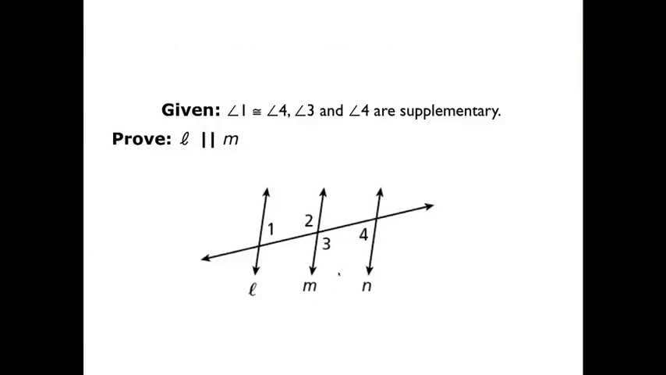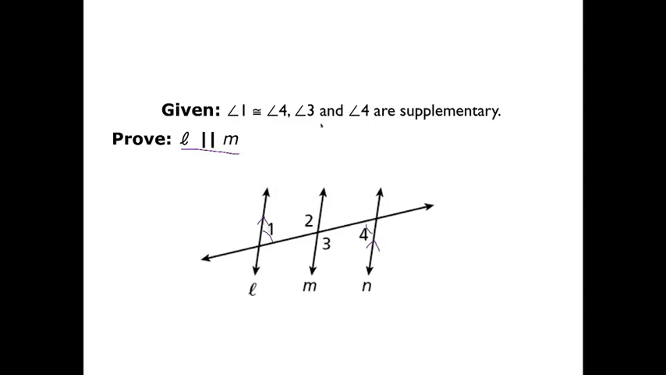Okay, here we have angle 1 and angle 4 being congruent, and angle 3 and angle 4 being supplementary. So we want to mark all of that. So 1 is congruent to 4. That's this angle and this angle. Now what that tells me immediately is that line L and line N are parallel because of alternate interior angles being congruent, so the alternate interior angles theorem converse. What I want to show is that lines L and M are parallel, so I want to show that M is also parallel to L.